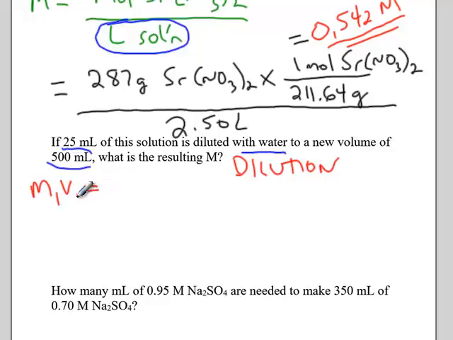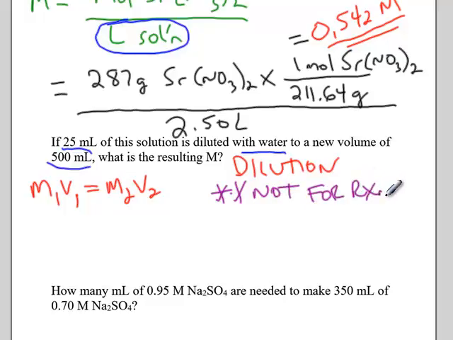M1V1 equals M2V2. This works when you're adding more solvent. This is not for reactions. So later we're going to look at chemical reactions, and this would be an incorrect formula to use. For this problem, this is the correct formula.